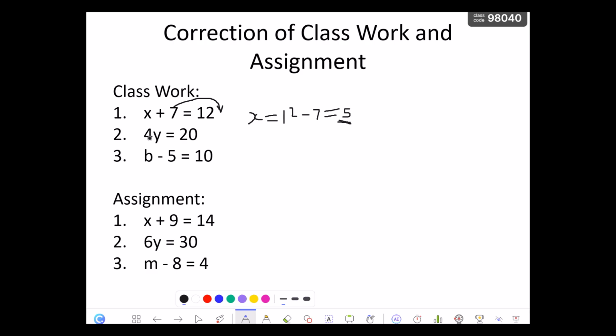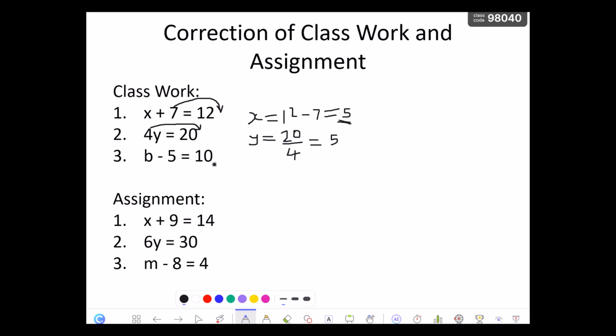Then the second one, the same approach, 4 is crossing over. And you remember the rules, 4 is multiplication. When 4 crosses over to this side, it will become division. Remember the principle: 4 becomes division because it was multiplication on this side. So 20 divided by 4. So y is going to be 5.